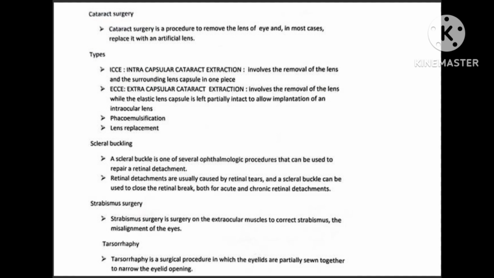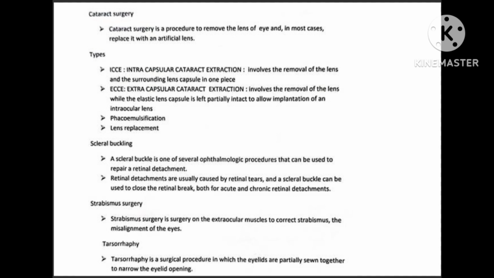Next is scleral buckling. A scleral buckle is one of several ophthalmologic procedures that can be used to repair a retinal detachment. Retinal detachments are usually caused by retinal tears, and a scleral buckle can be used to close the retinal break for both acute and chronic retinal detachments. Next one is strabismus surgery. Strabismus surgery is surgery on the extraocular muscles to correct strabismus, the misalignment of the eyes.